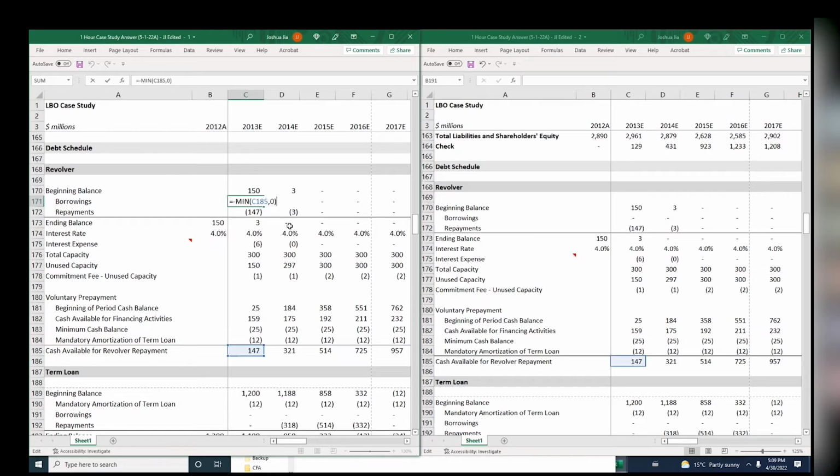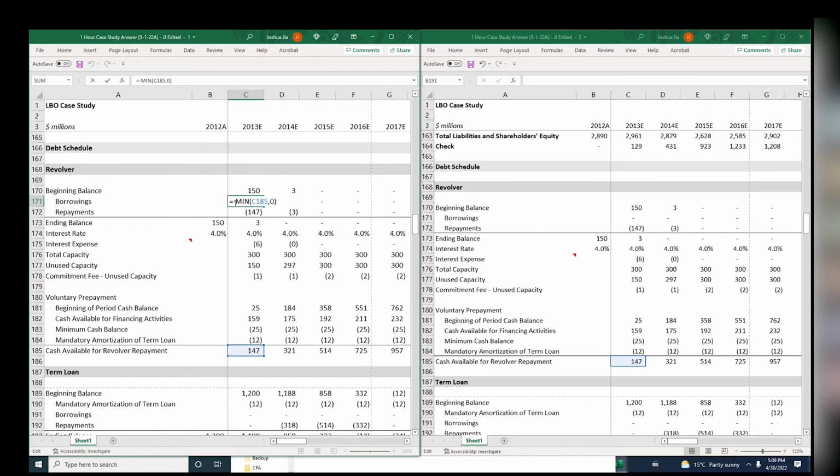Well, borrowing. What am I saying here? I'm saying if this number here, this cash available, is negative, then I'm interested. So I'm saying, what's the minimum between this and zero? Obviously if it's less than zero, it's negative. However, if it is negative, I want to borrow money, and borrowing money is a cash outflow.